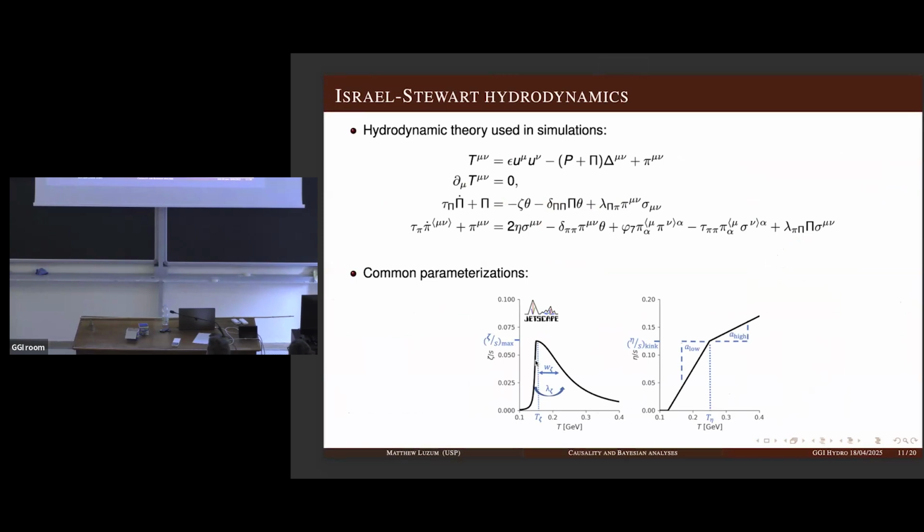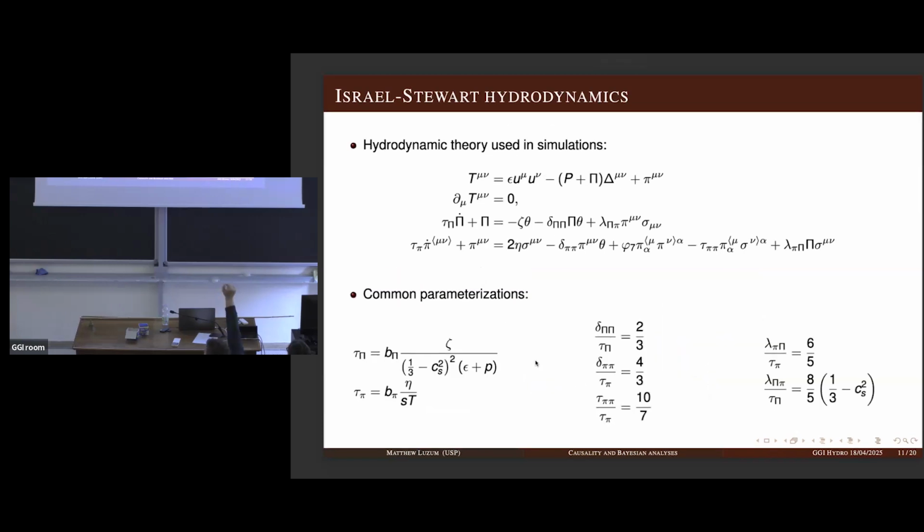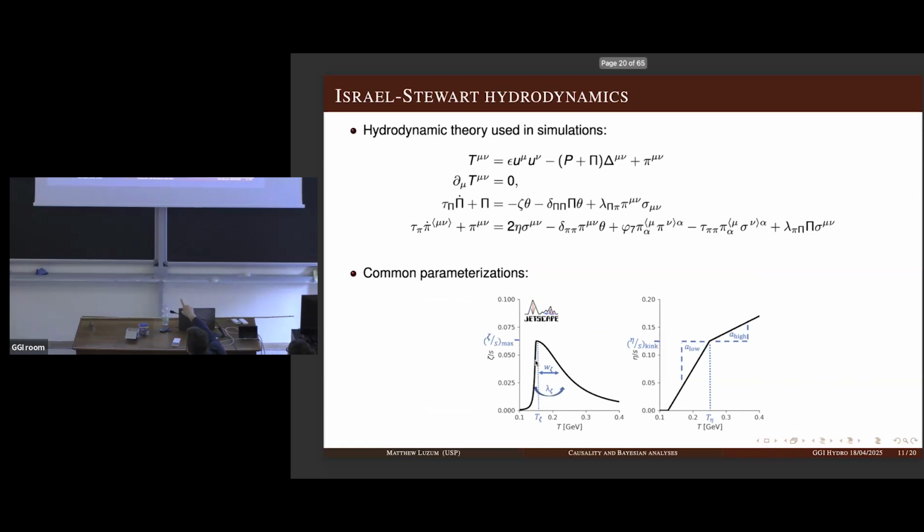So the hydro that's used in this analysis, and really in the vast majority of simulation analyses in heavy ion collisions, is some Israel-Stewart type equations. Looks something like that. So first we parameterize the shear and bulk viscosity in some way like this. Each of them has about 4 parameters or so. But then, okay, yeah, I can.